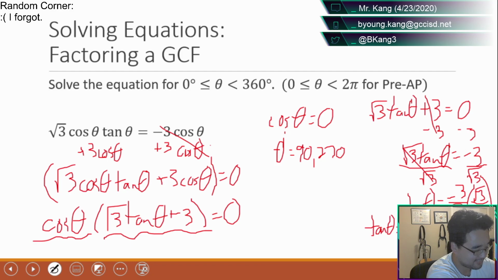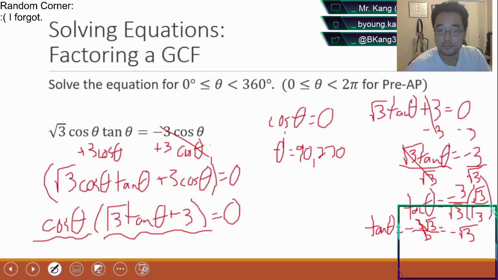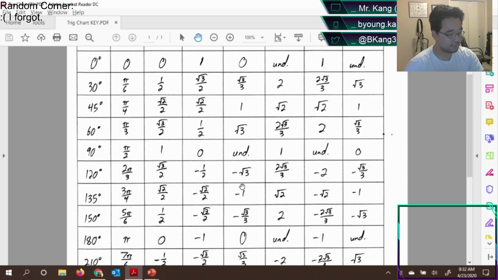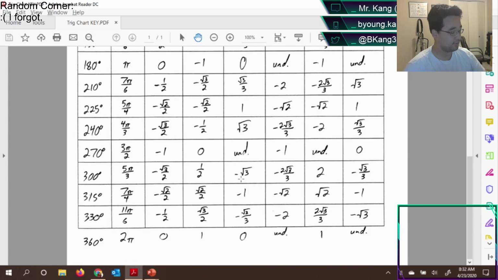So tangent equals negative 3 square root of 3 over 3, which just becomes negative square root of 3. Now this is what's going to show up on my trig chart. It is all behind my head, so let me move that real quick. There we are. Okay, so tangent theta equals negative square root of 3. I look up negative square root of 3 on my tangent column. It's at 120 and 300.